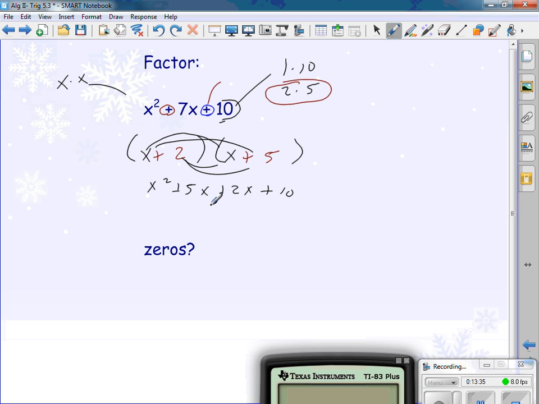If you remember when I showed you the shortcut way to do it, you take x times x is x squared. 2 plus 5 is 7, so it's going to be 7x. 2 times 5 is 10, so that's my 10. If I want to find my zeros, what makes this one a 0? -2. What makes this one a 0? -5. Those are my zeros.